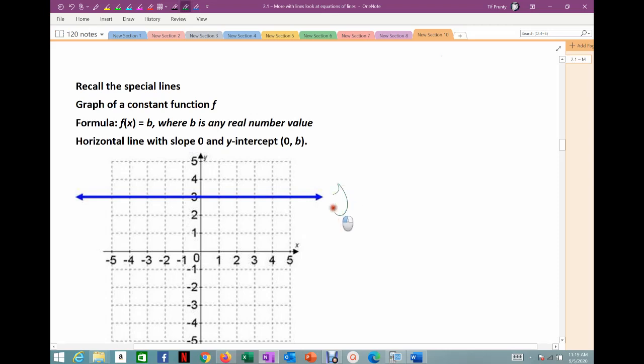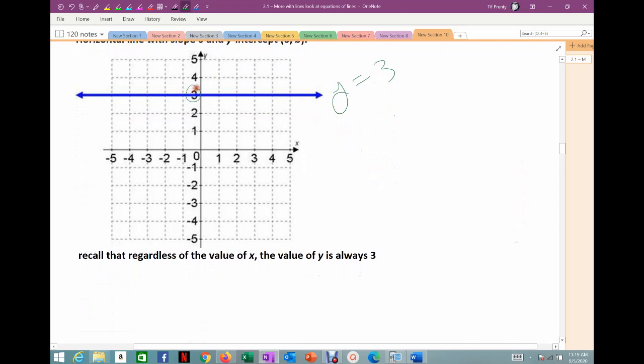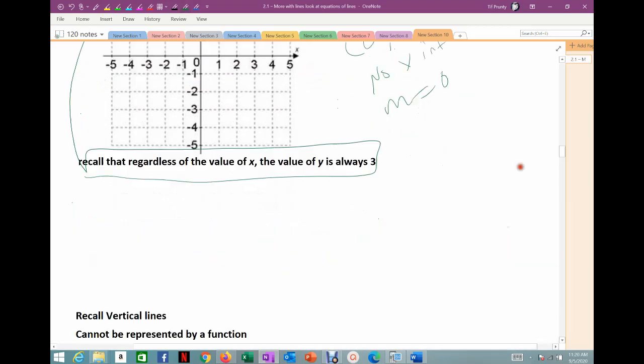And so I drew an example here. This is an example of y equals 3. And so again, the y-intercept would be at 0, 3. There is no x-intercept. And if you look at it, at any point on this particular line, the y value is always 3. There's no change in y. X can be anything, but y has to be equal to 3. Right, and so it's a flat line. The slope is 0, neither increasing nor decreasing. And so that is our horizontal line.